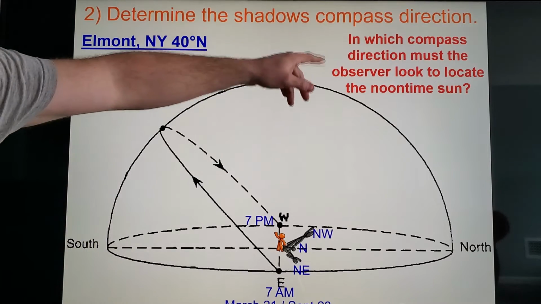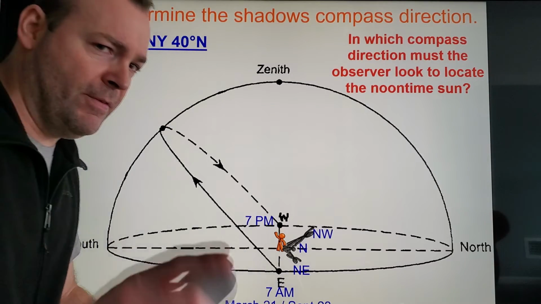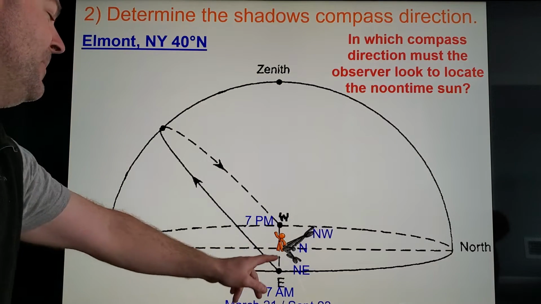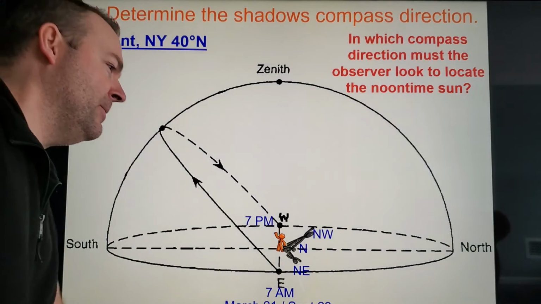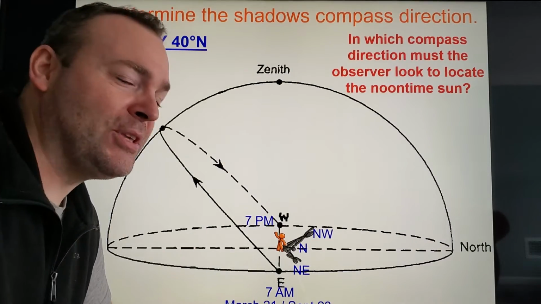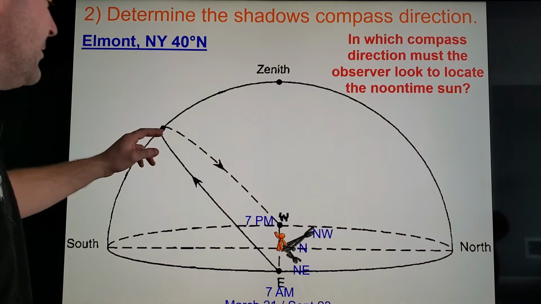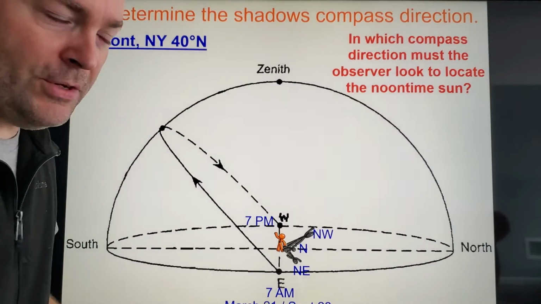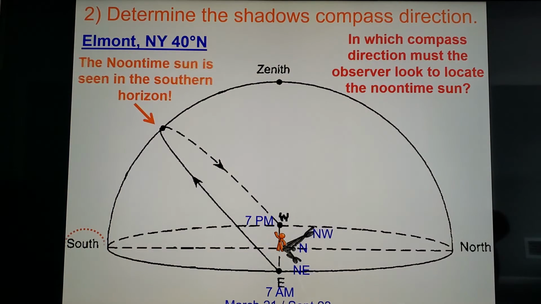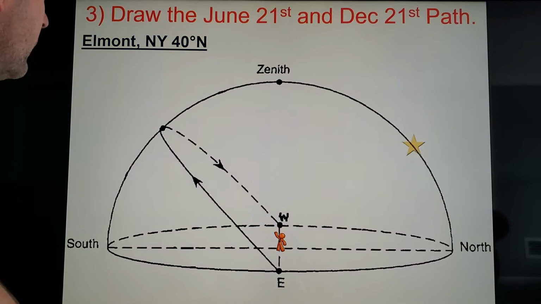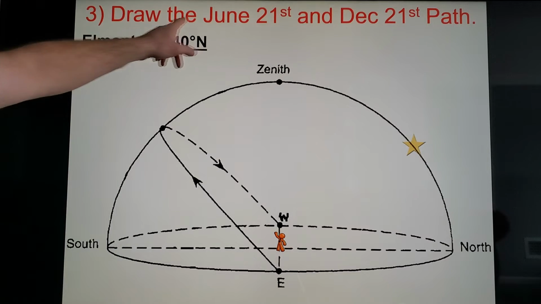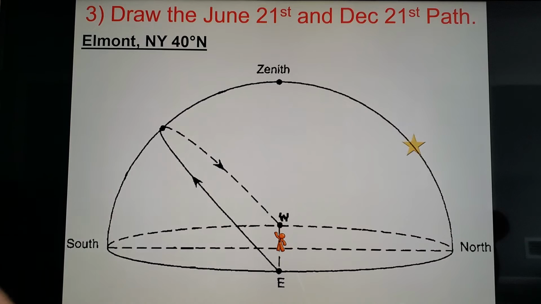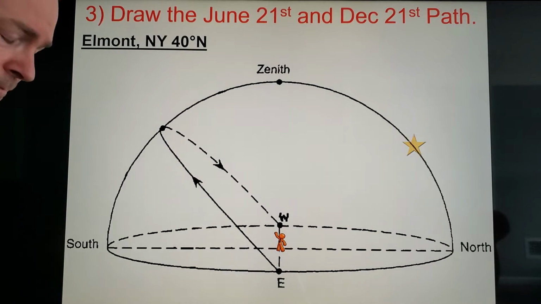All right, in which compass direction must the observer look to look at the noontime sun? You should never look at the sun, right? Trick question there. But it will be in the south, so you want to look towards the south. And if you were lost in the woods type of thing, well, around noontime when the sun's at its highest point, that's going to be south. So you can orient your compass based on the sun. All right? Noontime sun is always seen in the southern horizon in the northern hemisphere. Okay. Here you have Polaris over there. So please take a second, hit pause, draw in the June 21st and December 21st path on this diagram. Go ahead.